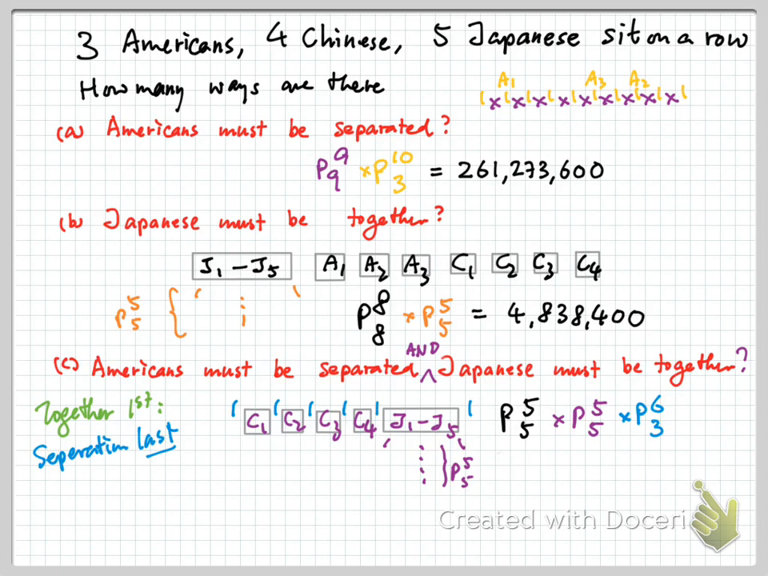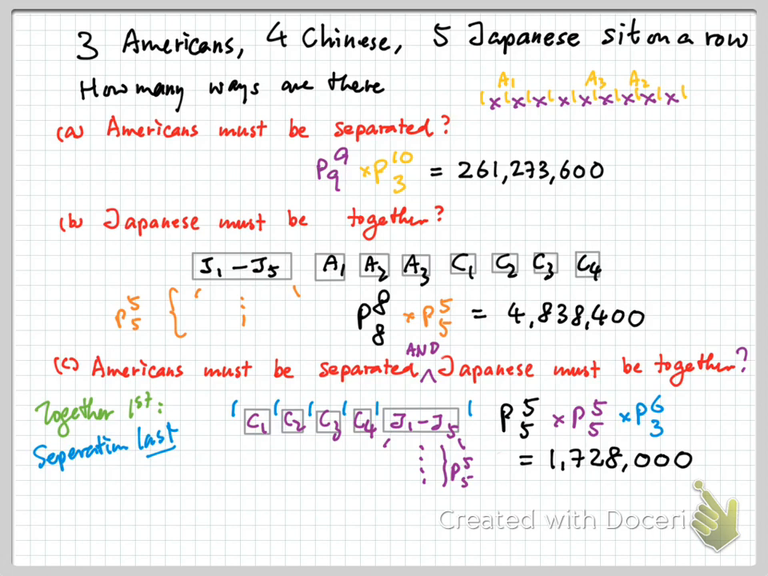So the answer is just a multiplication between these 3 numbers, and that goes to 1,728,000. Alright, this is the number of ways you can do that if the Americans must be separated and the Japanese must be together.